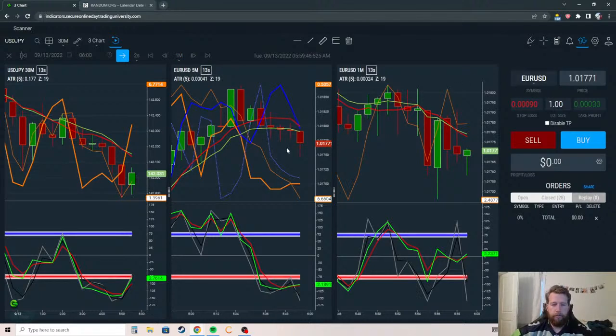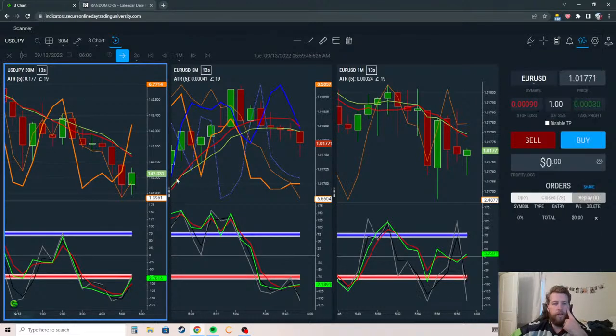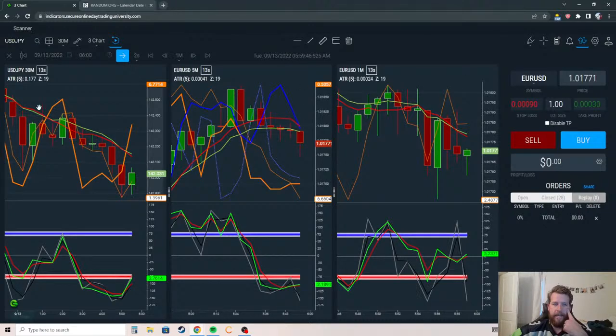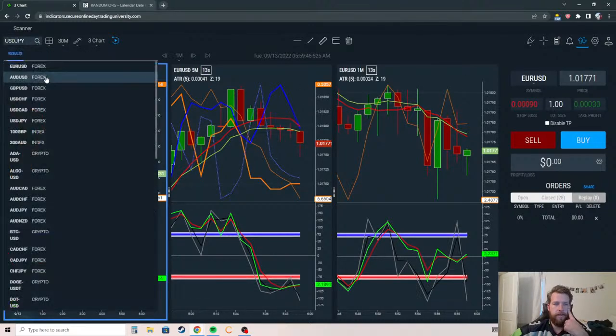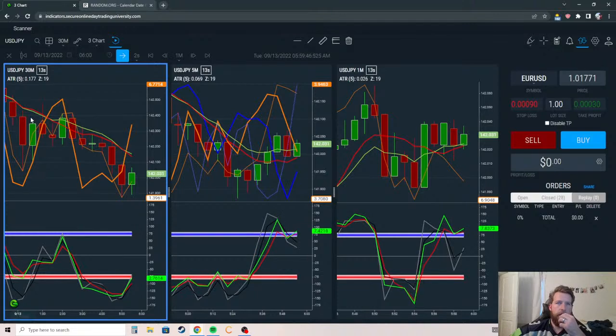So just a brief rundown of these indicators, so you know exactly what you're looking at. Actually, I need to adjust it here. We're going to be backtesting the US dollar yen pair. Okay, so this is a 30-minute chart, this is a 5-minute chart, and this is a 1-minute chart.